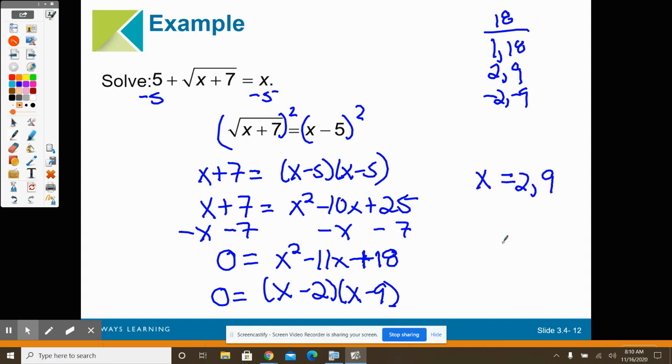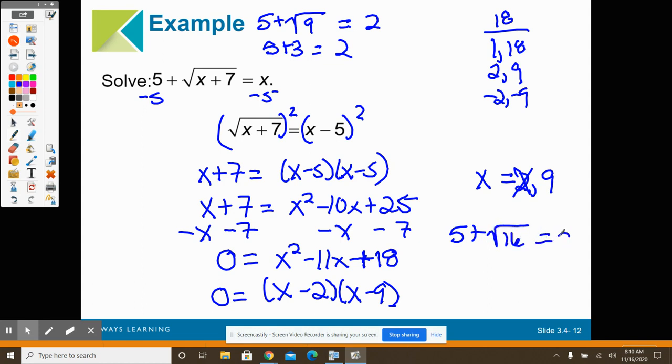Now we're going to check to make sure it's even going to work out for us. Okay, what if x equals 2? Well, that'd be 5 plus the square root of 9. Does that equal 2? Does 5 plus 3 equal 2? No, it doesn't. 2 is not an answer. Really have to check on these guys. How about 9? 5 plus the square root of 16, does that equal 9? 5 plus 4 does equal 9, correct. So that answer is x equals 9.